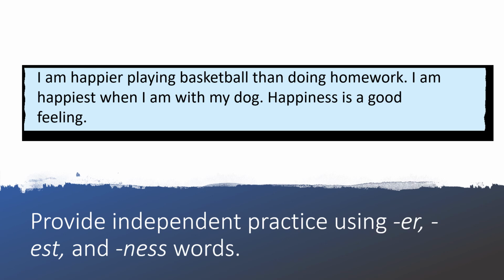Let's look at my example. I am happier playing basketball than doing homework. I am happiest when I am with my dog. Happiness is a good feeling. All right, now it's your turn.